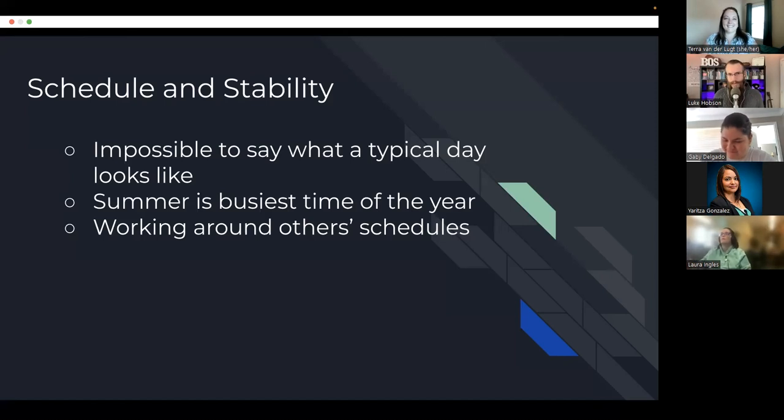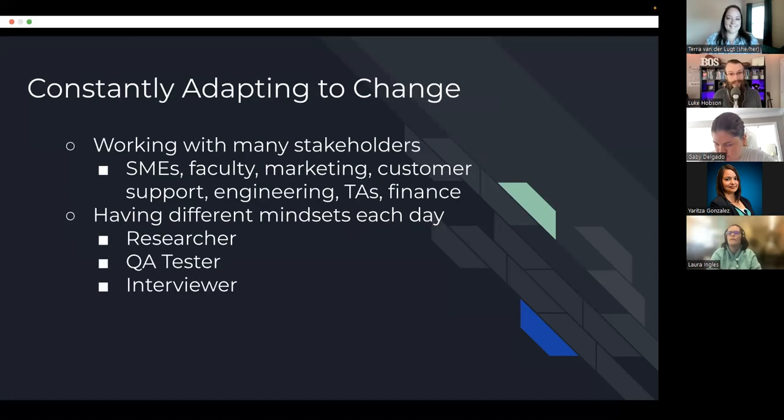Summer is actually my busiest by far because my subject matter experts, my professors, my faculty members, they have downtime during the summer. So, of course, they want to be able to work on their projects over the summer. So instead, I am kind of slammed when it comes to this time frame.